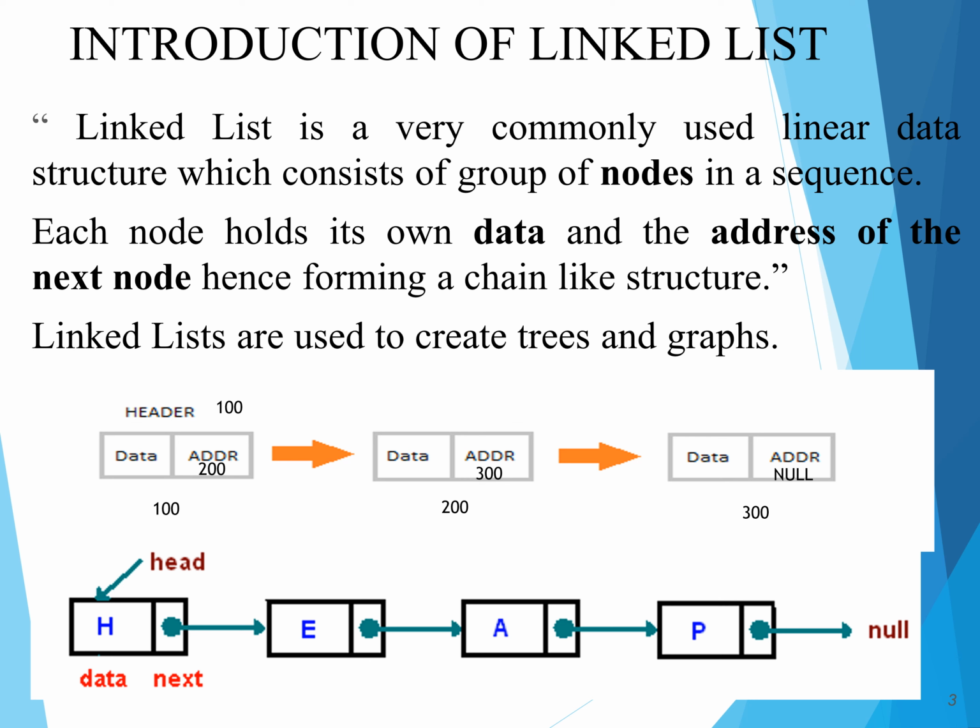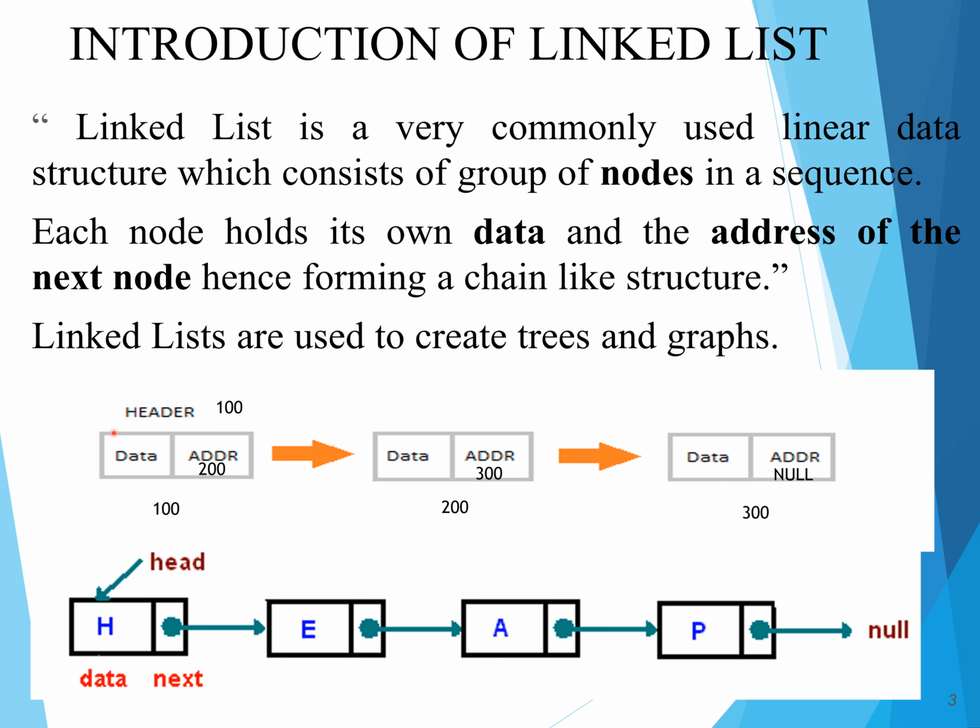Linked lists are used to create trees and graphs. Suppose in this diagram there are three nodes. The first node is this one. We are going to use the concept of a header here. Header is one type of pointer. A pointer is actually used to store an address. So header is a type of pointer, and it stores the address of the first node.